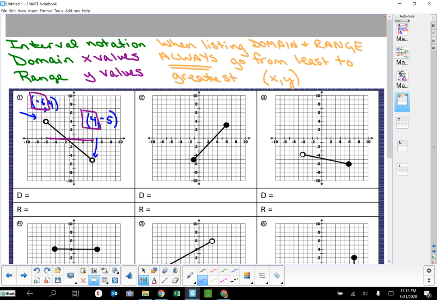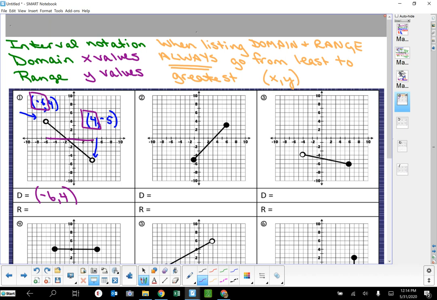And if these are open dots, we're going to have parentheses around them. So always least to greatest with a comma in between. So this means you're going from -6 up to 4, and there's no interruptions in that graph. Okay.